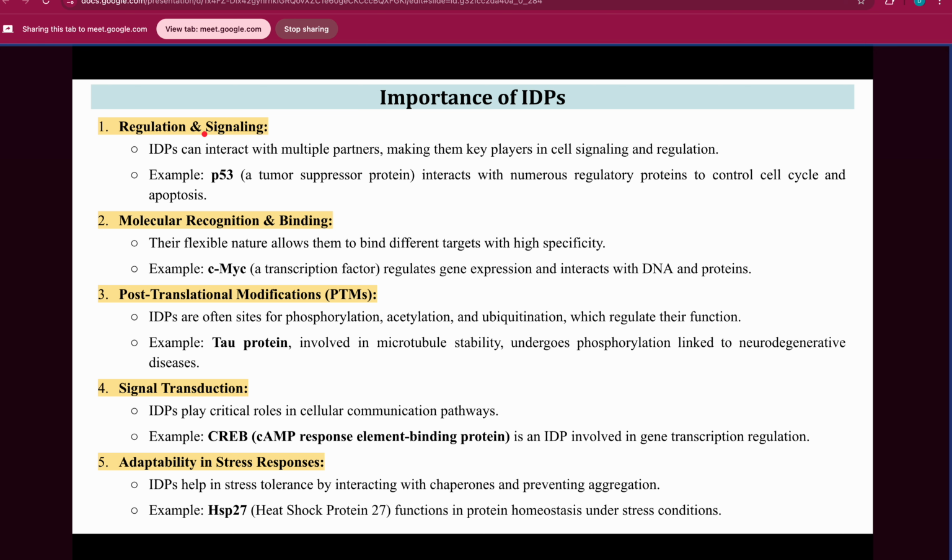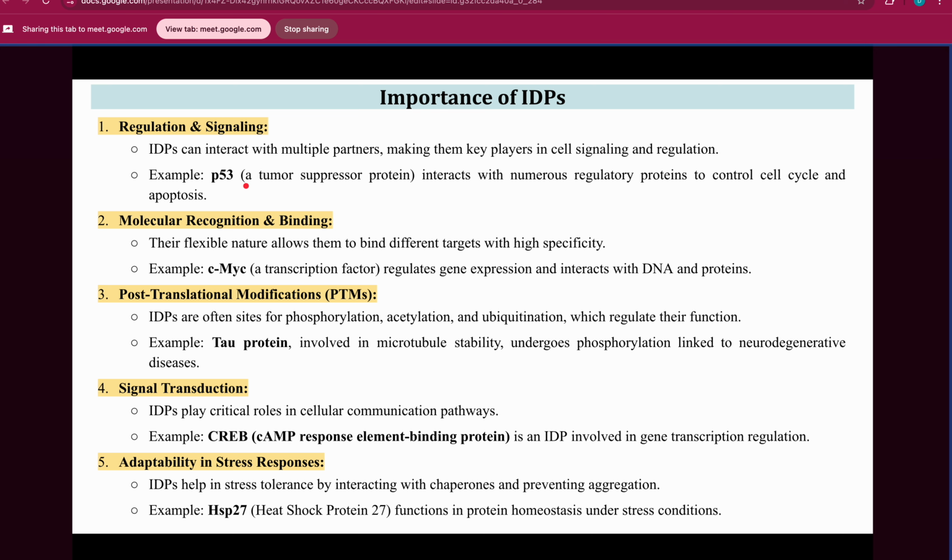So the first function is regulation and signaling. These IDPs can interact with multiple partners, which makes them key players in cell signaling and regulation. So in this way, as they can interact with multiple partners, they have a role in signaling and regulation.